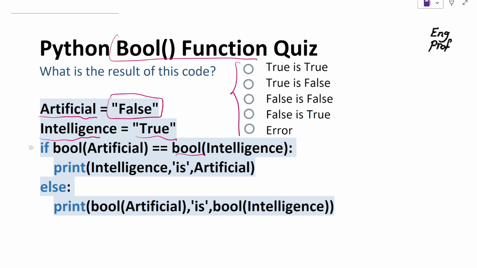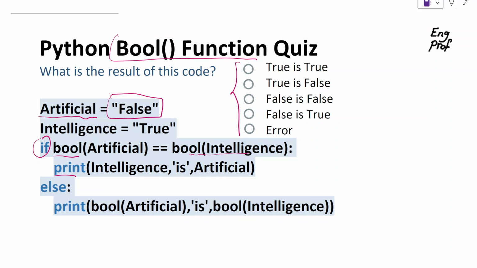These are not Boolean values, these are just strings. In the if part, we are checking whether the bool of artificial is logically equivalent to bool of intelligence. If that is the case, then print "intelligence is artificial", and we need to substitute for these intelligence and artificial. Else print bool of artificial is bool of intelligence.